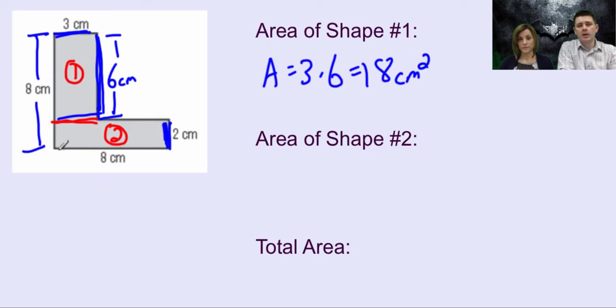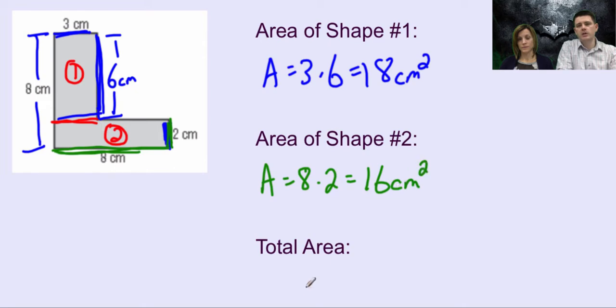For our bottom one, we look at the measurements of the base and the height. So our base is 8, our height is 2. So our area is 8 times 2 is 16 centimeters squared. And then our total area is, just add the 2 together. 18 plus 16.